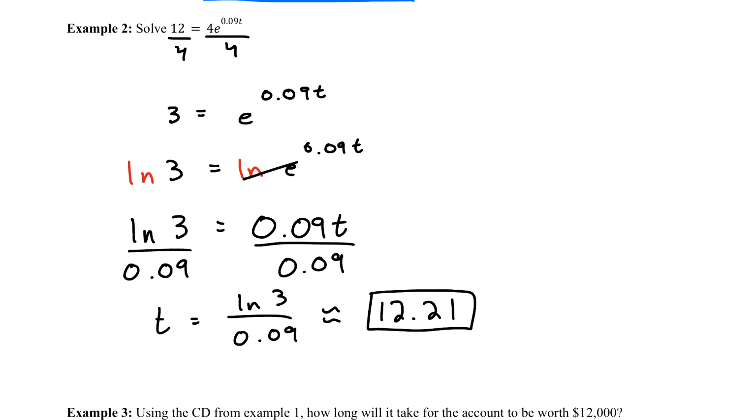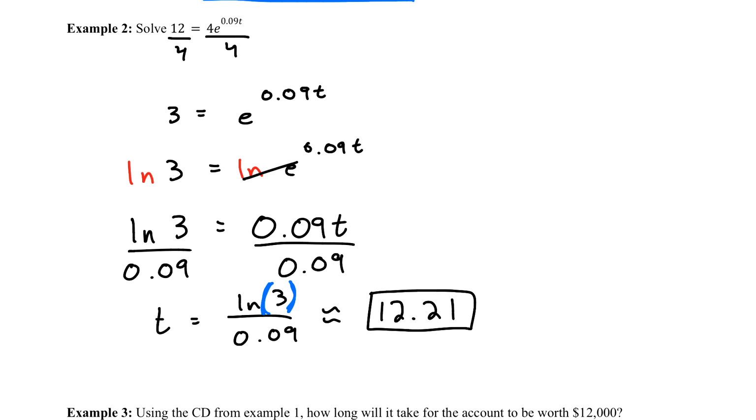Now be careful when you're typing this into your calculator, especially if you have a graphing calculator, if you want to do this all in one step. What your calculator is going to do is it's going to open a set of parentheses here for what goes inside of that natural log. If you're going to do your division in the same step here, you want to make sure that you close those parentheses around the 3 before you divide by 0.09. Otherwise, you're going to get the wrong answer. You're going to do things in the wrong order. So just make sure that you close those parentheses.